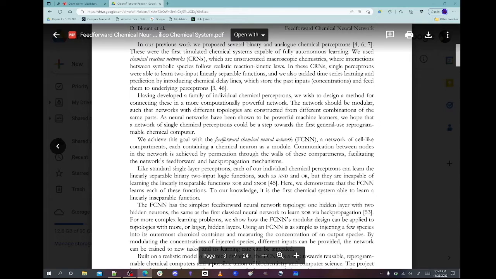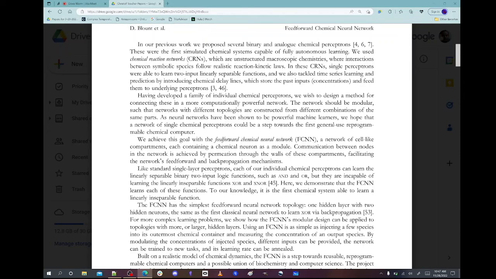Having developed a family of individual chemical perceptrons, we wish to design a method for connecting these in a more computationally powerful network. So the network should be modular and allow for different topologies to be reconstructed. We achieve this goal with a feed-forward chemical neural network, or an FCNN, which is a network of cell-like compartments, each containing a chemical neuron as a module. Communication between nodes in the network is achieved by permeation through the walls of these compartments. So these compartments have walls. Walls are selectively permeable, and things pass between the walls, which allows the network's feed-forward and backpropagation mechanisms to function.